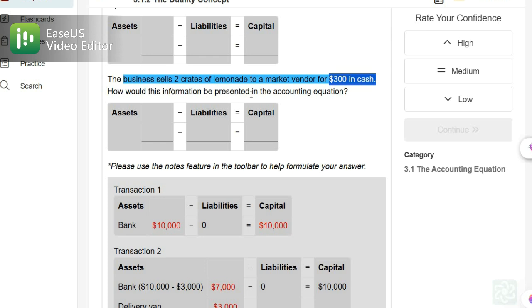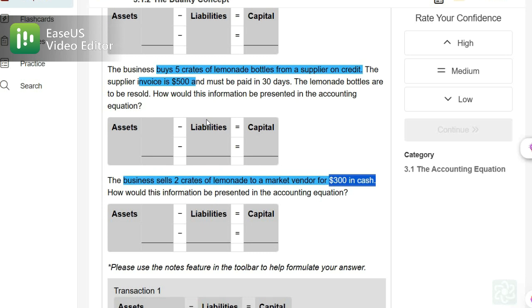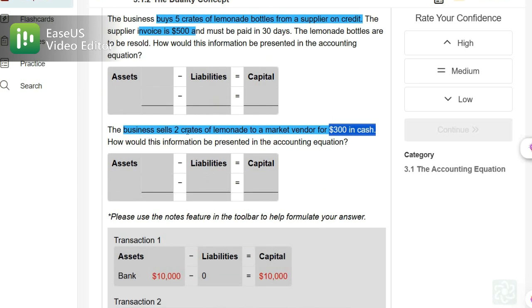Okay, then after that, the business sells 2 crates of lemonade to a market vendor at this amount. How would this information be presented in the accounting equation? So the lemonade cost was 200, and you sold it for 300. So the asset bank account, where the amount was 7,000, if you add this 300, the bank balance will be 7,300. Plus there is a van, which is your asset, 3,000, and inventory, which is 300, and the liability before is 500. And the capital will be 10,000 and 100, and this 100 increase is because of the profit you just got from selling those 2 crates of lemonade, which cost 200 to you, and you just got 300 in cash. So 100 was your profit.